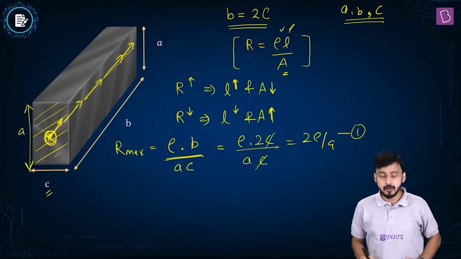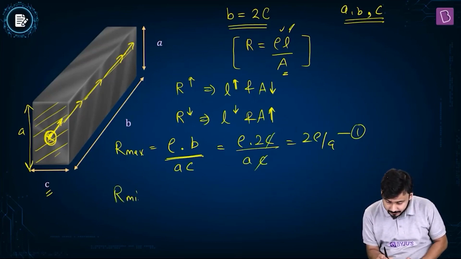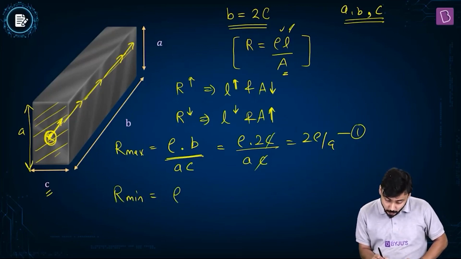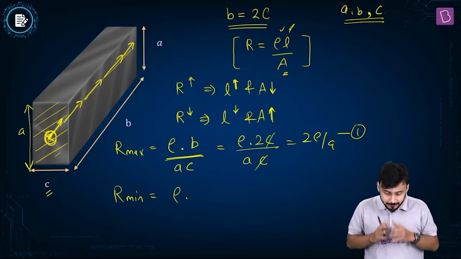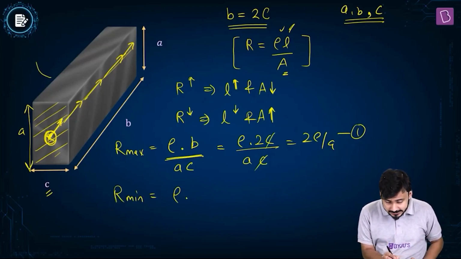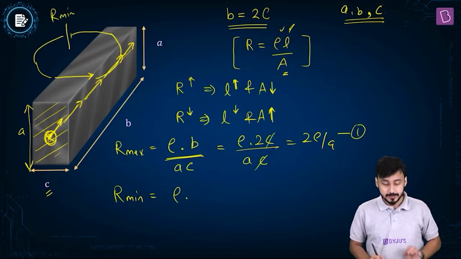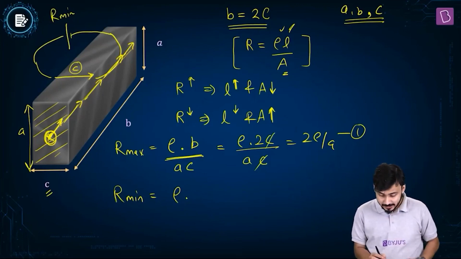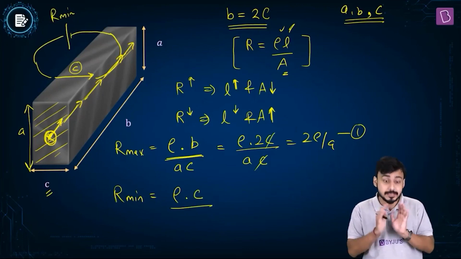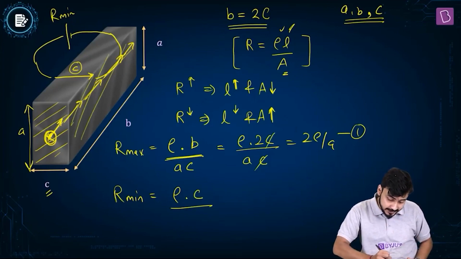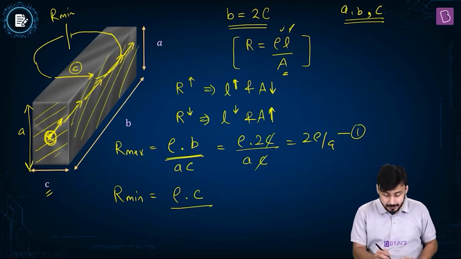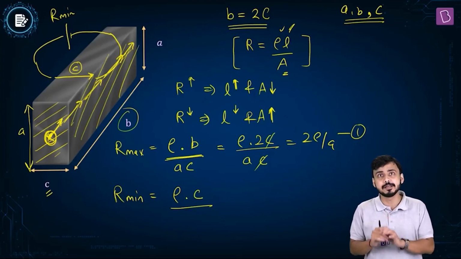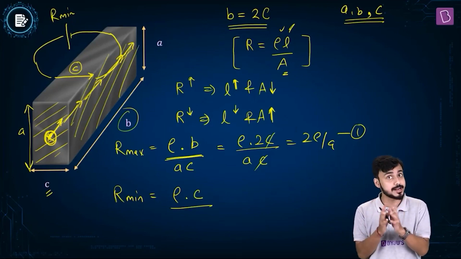And now if we talk about R minimum, it is equal to rho times the minimum length possible. The minimum length possible is across C, correct? When you connect the battery like this, the R will be R minimum, correct? How? Because the length is minimized, that is C divided by the cross-sectional area in this case. The cross-sectional area will be A times B, where B is the longest side and A is in between. So AB is the maximum cross-sectional area possible, right?